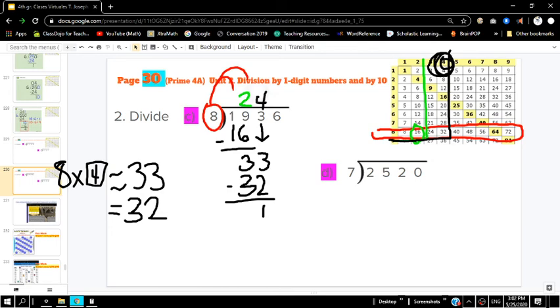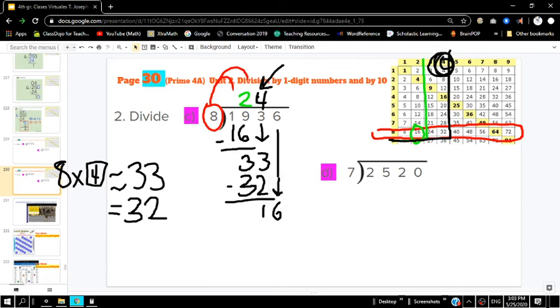I forgot something very important, which was to put my number in my answer blank. 4 times 8 equals 32. Now I knew that because I was going to bring down my next number and I realized I had nothing in this column. So make sure you don't forget to put your answers in those columns. All right, let's bring down that next number.